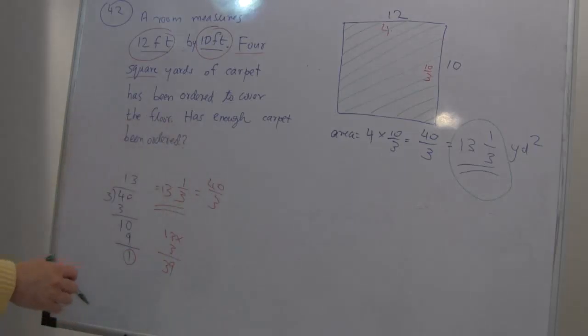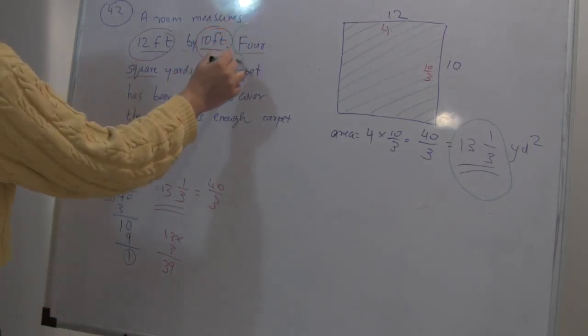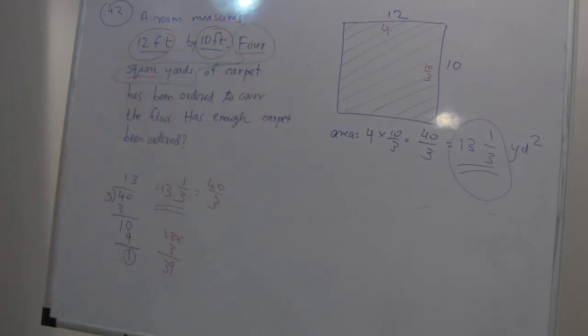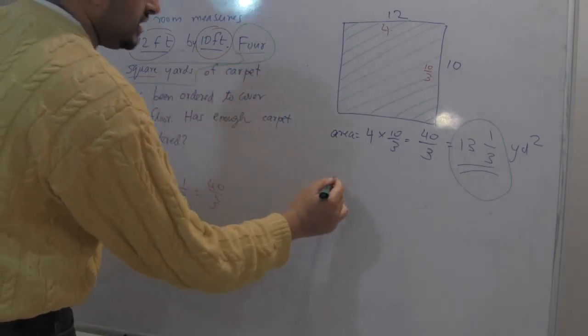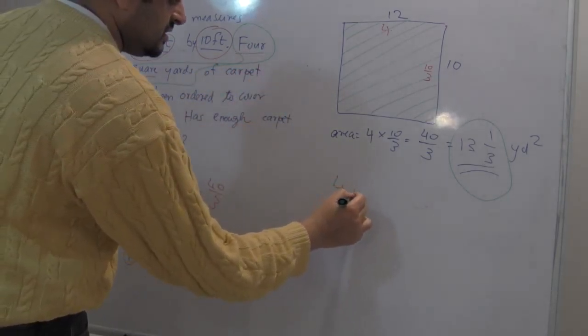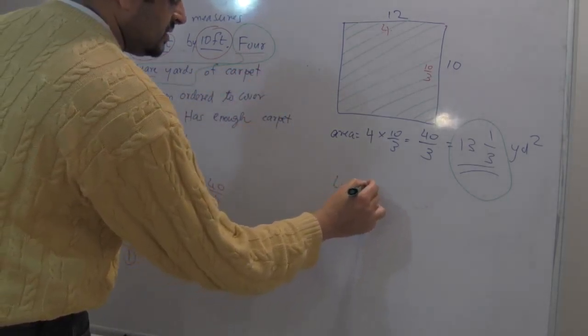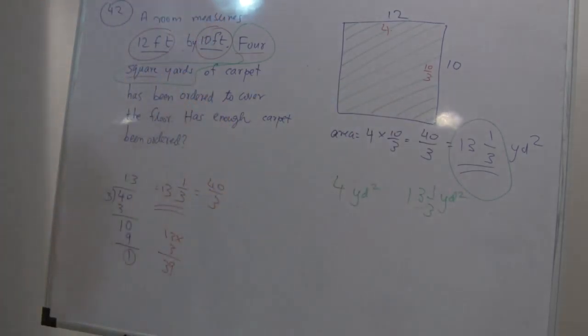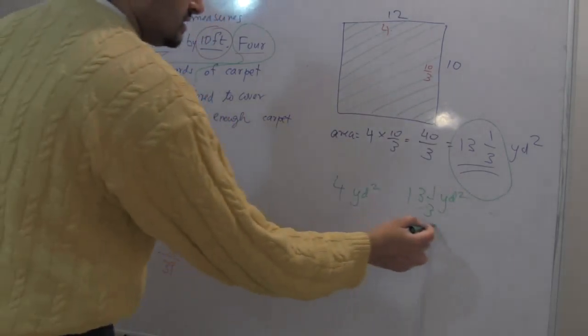How much carpet is ordered? Only 4 square yards was ordered. So which is larger? 4 square yards, or 13 1/3 square yards? This is larger.